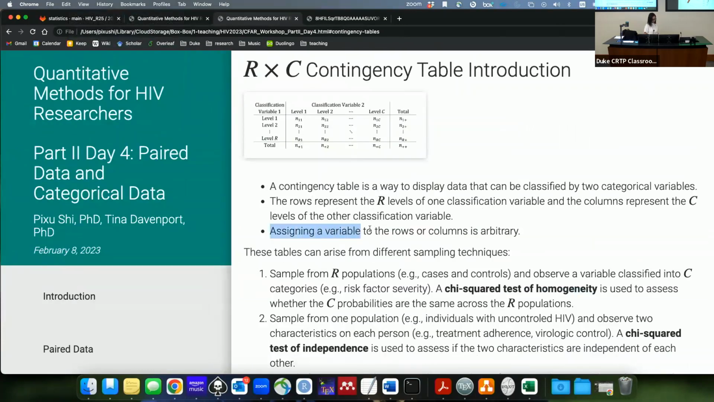So see here, you can assign a variable to the rows and columns arbitrarily. So switching the order of the row and column, you will have the same table. It doesn't matter.